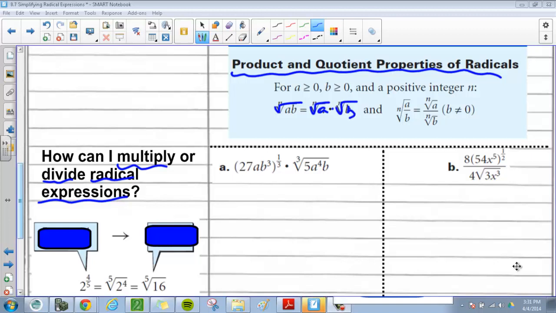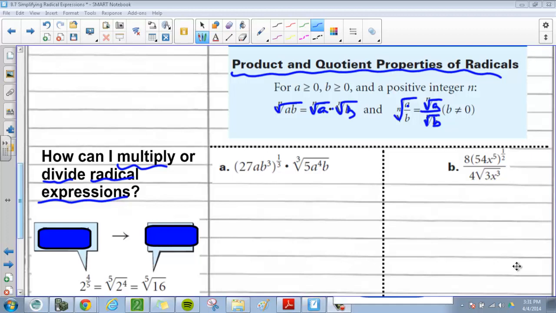The same goes for dividing. If you have the square root of a divided by b, you can break that into parts, and you can have separately the square root of a divided by the square root of b. Okay, we're going to use that to help us multiply and divide radical expressions.